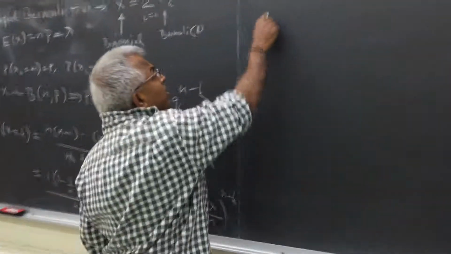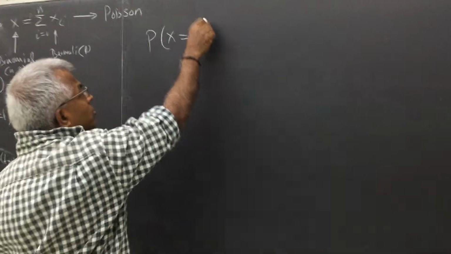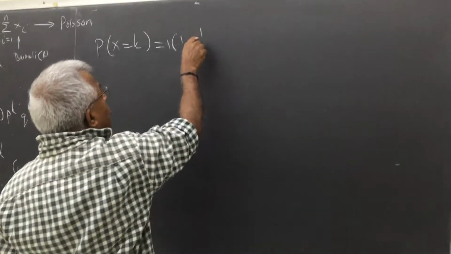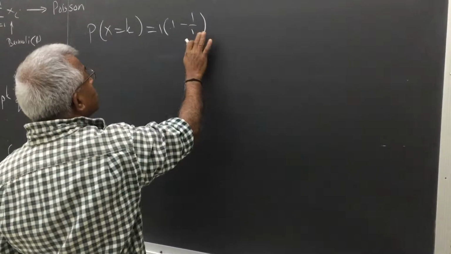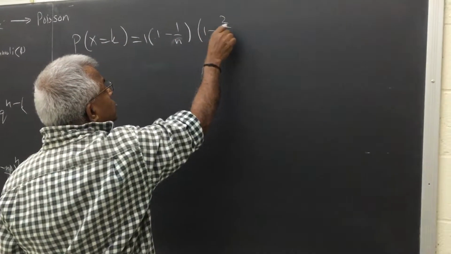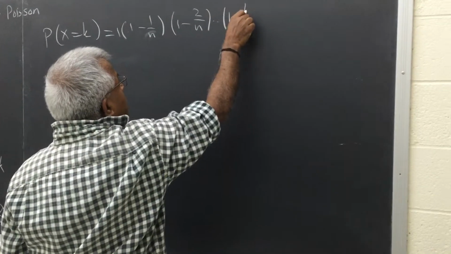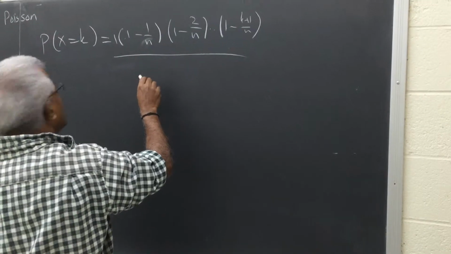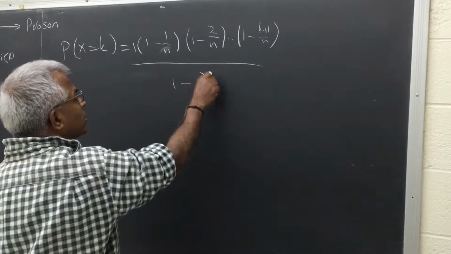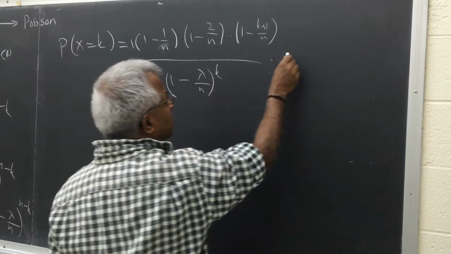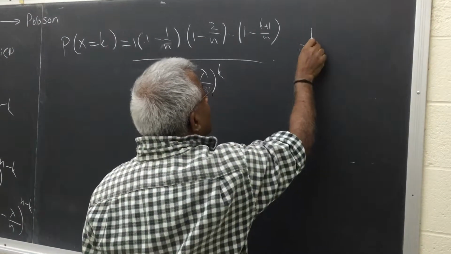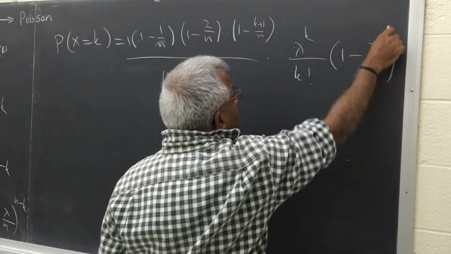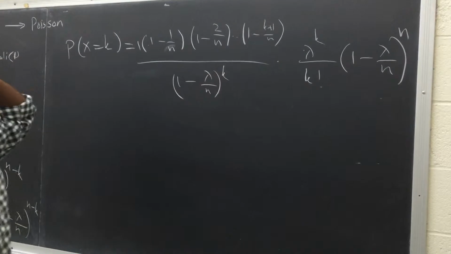So if I pull up everything here, this leads to the probability of X equal to k being 1 multiplied by 1 minus 1 over n, 1 minus 2 over n, etc., a finite number of terms, over, let's say, 1 minus lambda over n to the power k, also a finite number of terms. Then you have lambda^k over k factorial, 1 minus lambda over n to the power n. I brought that n minus k here.